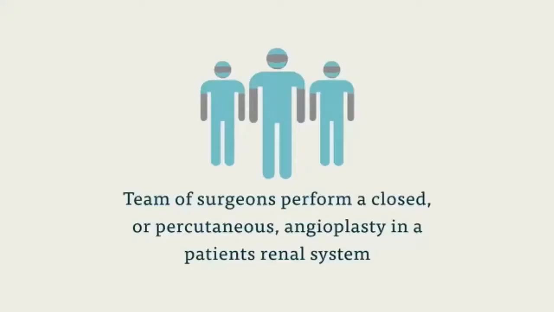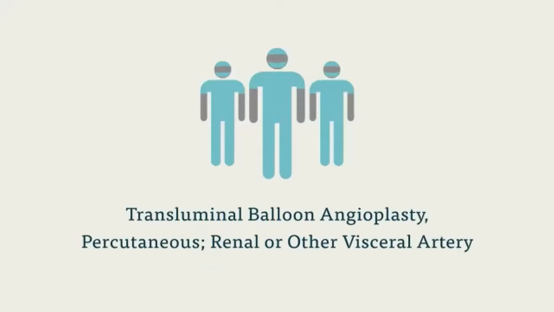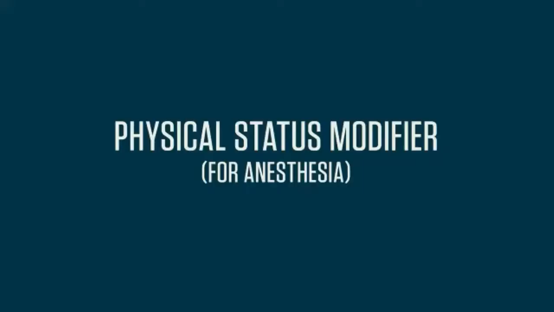24115-52. Now, let's say that a team of surgeons is performing a closed or percutaneous angioplasty in a patient's renal system. For this procedure, we'd code 35471 for transluminal balloon angioplasty, percutaneous, renal or other visceral artery. And we'd add the modifier -66 for surgical team. So we'd end up with 35471-66. Physical status modifier for anesthesia.